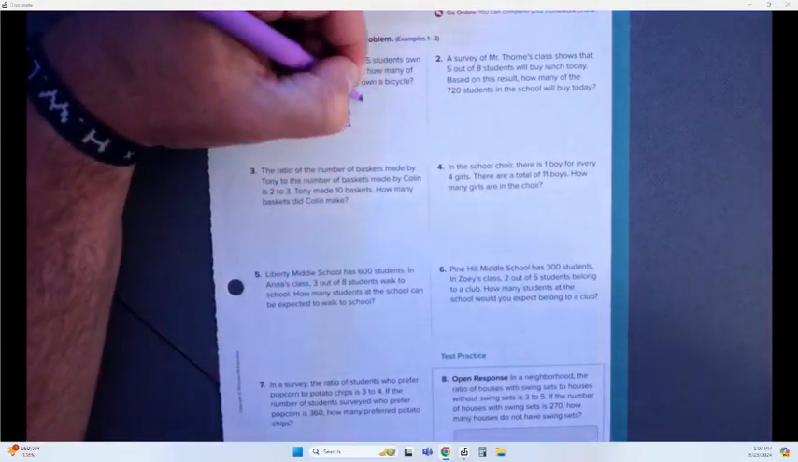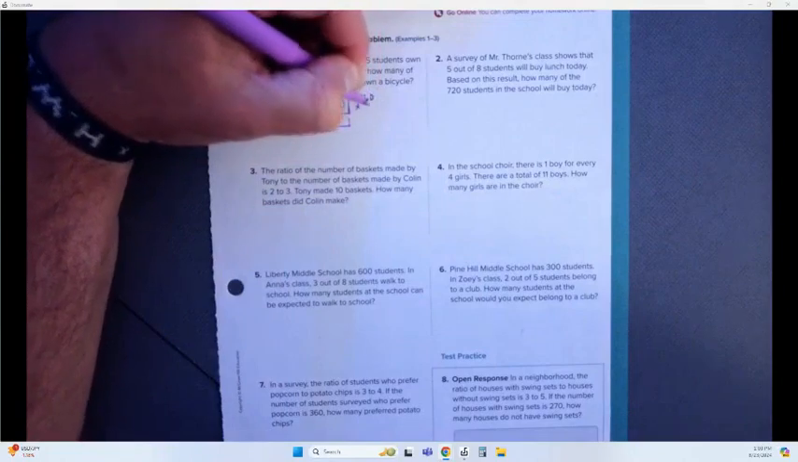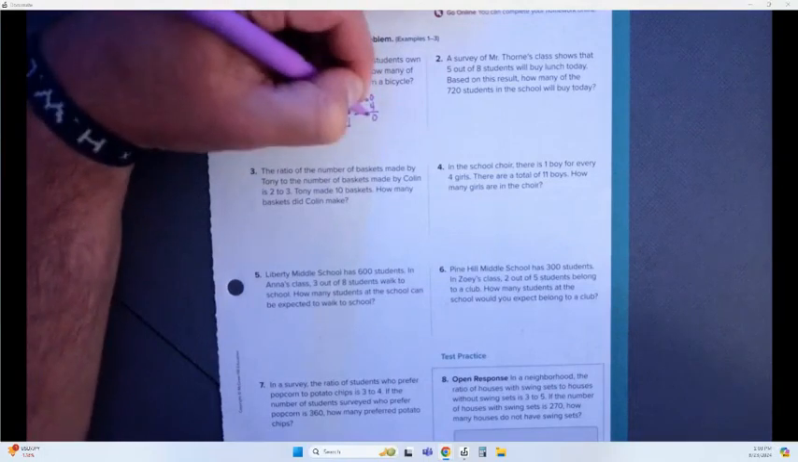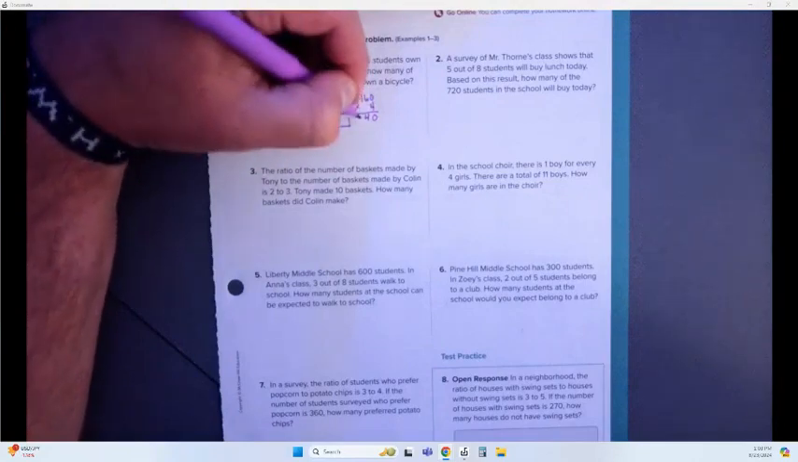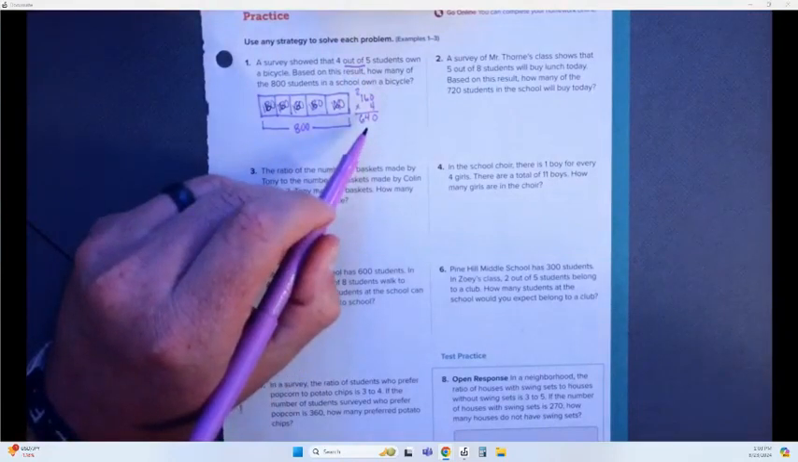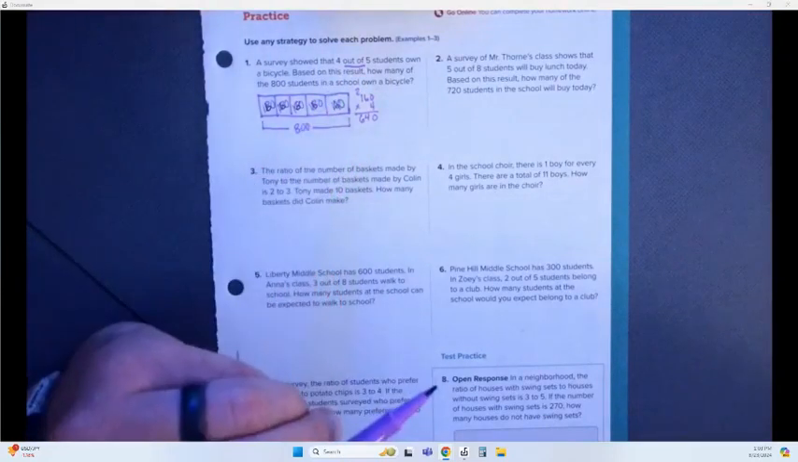So now that I have that, I see I have 160 4 times for the 4 out of 5 that own a bicycle. So I'll do 160 times 4. 4 times 0, 0. 4 times 6, 24. 4 times 1 is 4, plus my 2 is 6. So I see that 640 students own a bicycle.